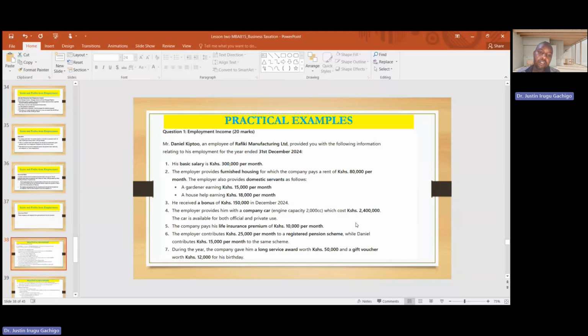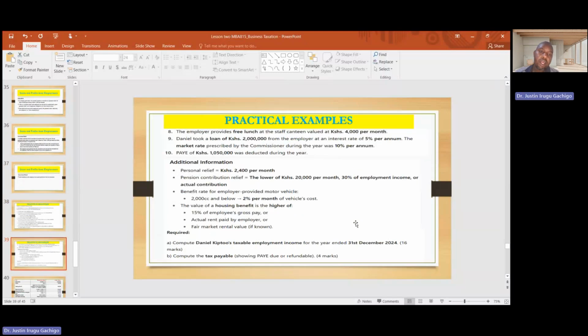The employer contributes Kenya shillings 25,000 per month to a registered pension scheme, while Daniel contributes Kenya shillings 15,000 per month to the same scheme. During the year, the company gave him a long service award worth Kenya shillings 50,000 and a gift voucher worth Kenya shillings 12,000 for his birthday. The employer provides free lunch at the staff canteen valued at Kenya shillings 4,000 per month.